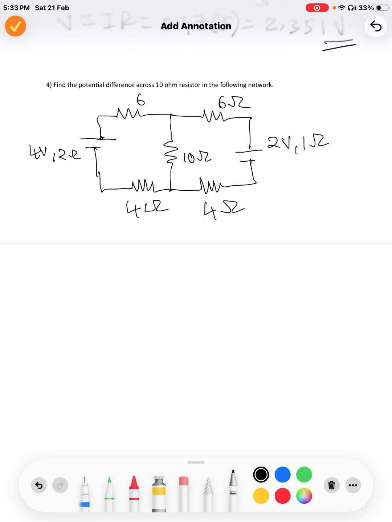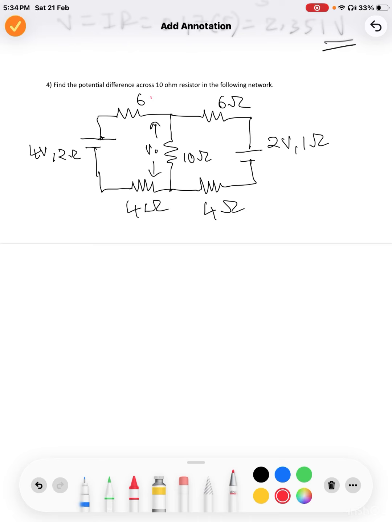Now we have to find here what is the potential difference across the 10 ohm resistor. So we have to find what is the potential difference across this. There is a question. So here my suggestion is, which is similar as the previous question, you have to identify. This network is not that much complicated.